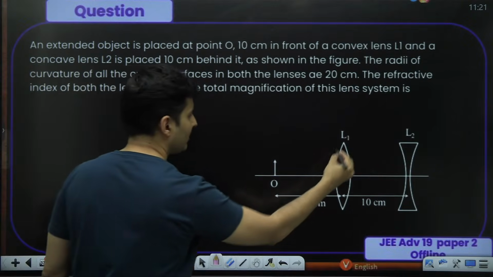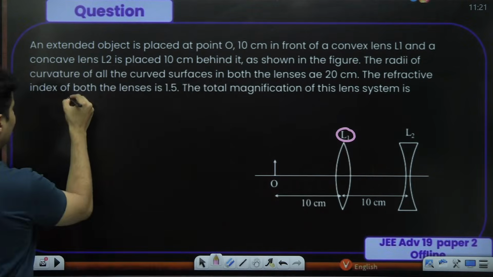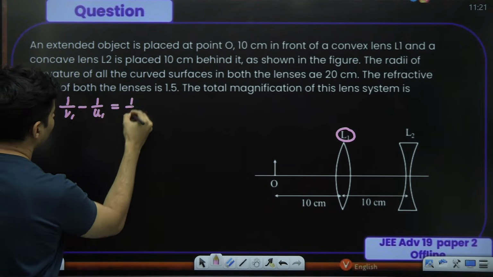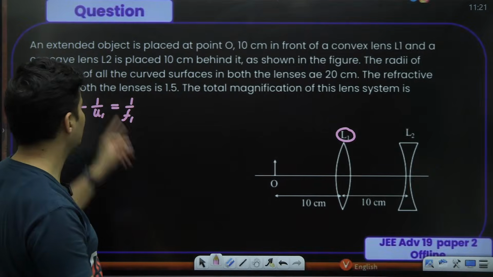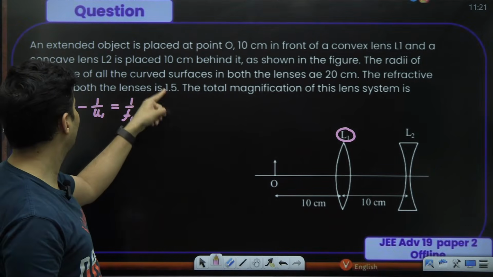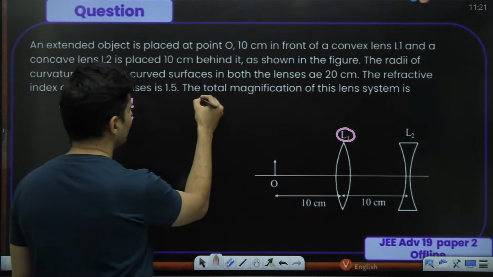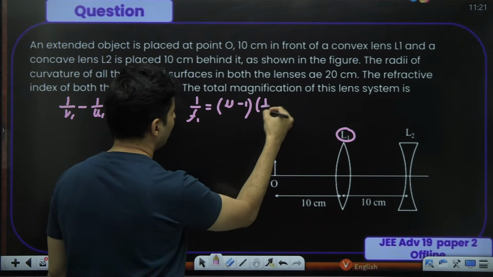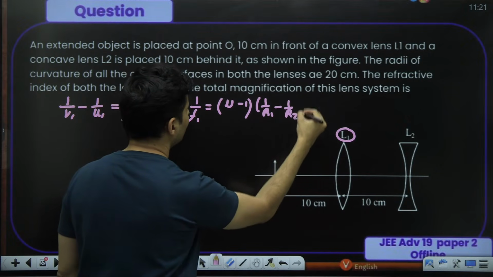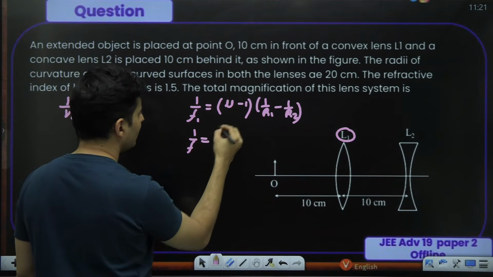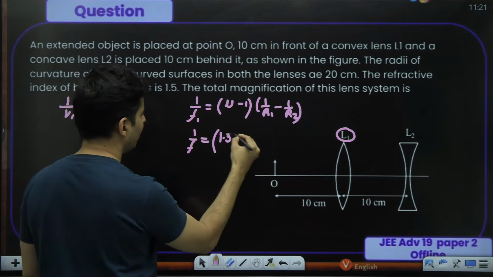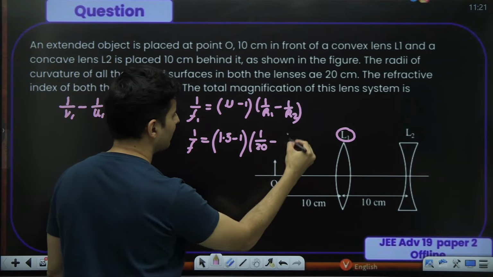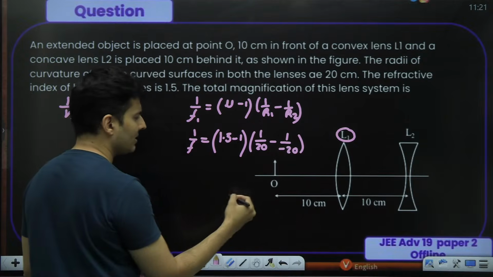So starting off for this particular lens L1, if I use 1 by v1 minus 1 by u1 is equal to 1 by f1, I need the focal length first. So curved surface refraction is given and refractive index is given. So 1 by f1 is (mu minus 1) times lens maker formula, (1 by R1 minus 1 by R2). So 1 by f1 is equal to mu is 1.5 minus 1. Radius of curvature is 20. So 1 by 20 minus 1 by minus 20 because of the sign convention.